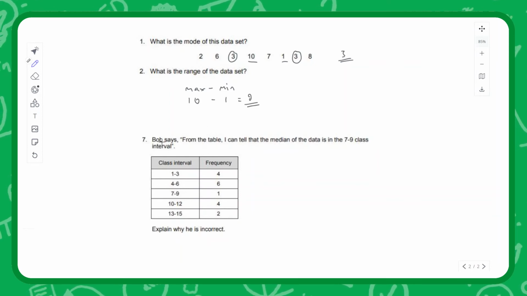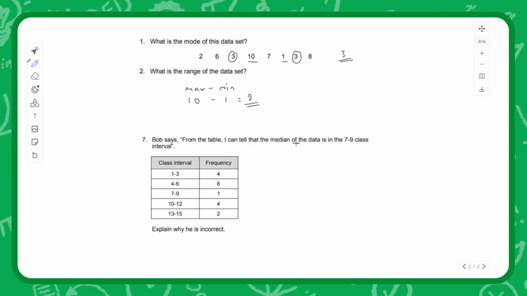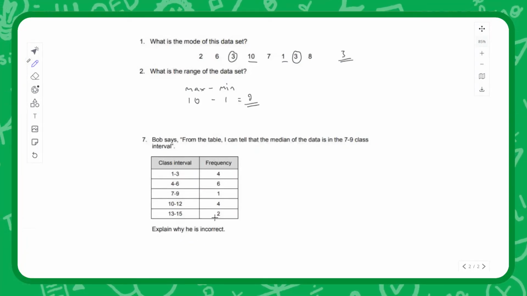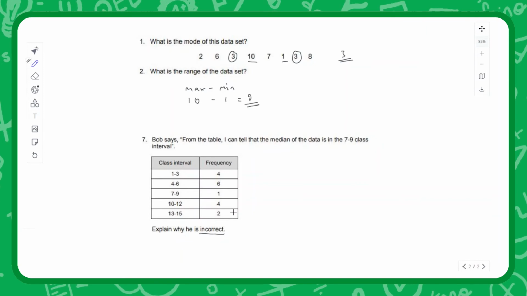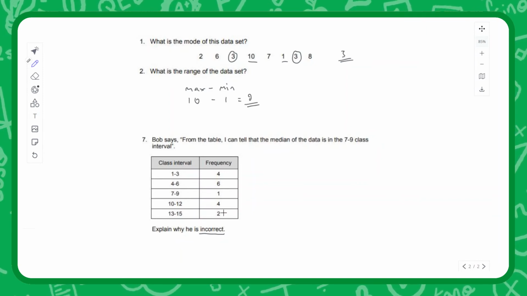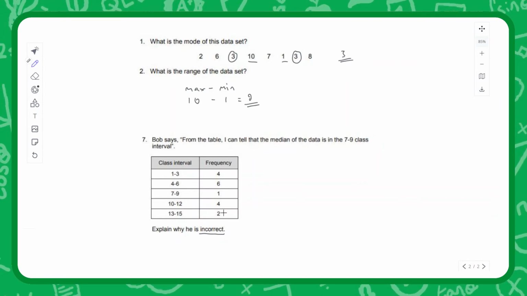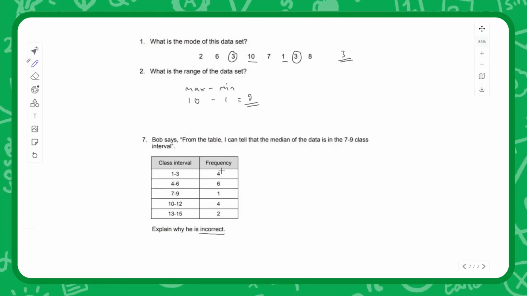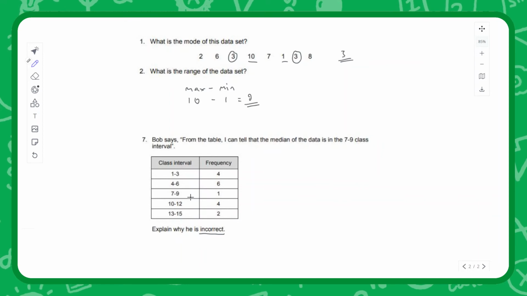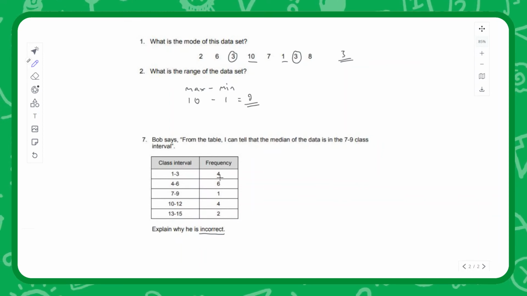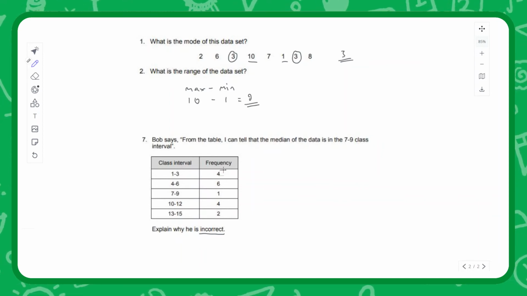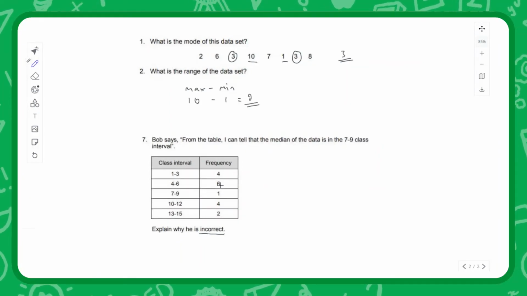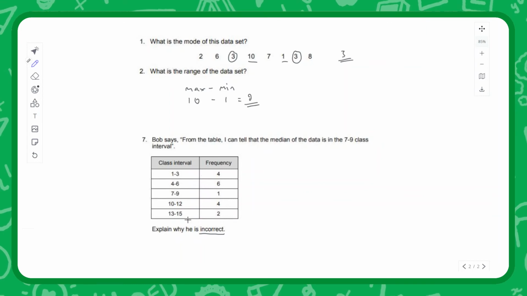Finally, Bob says, from the table, I can tell that the median of the data is in the 7 to 9 class interval. Why is he incorrect? Well, there are a couple of different ways that we can understand this. The table's already done half the work for us, really. It's put it in order already. This could be, for example, lengths of pieces of string, to keep it super simple. We've got 4 pieces of string that are maybe 1 to 3 centimeters long, 6 pieces of string that are maybe 4 to 6 centimeters long, and so on.